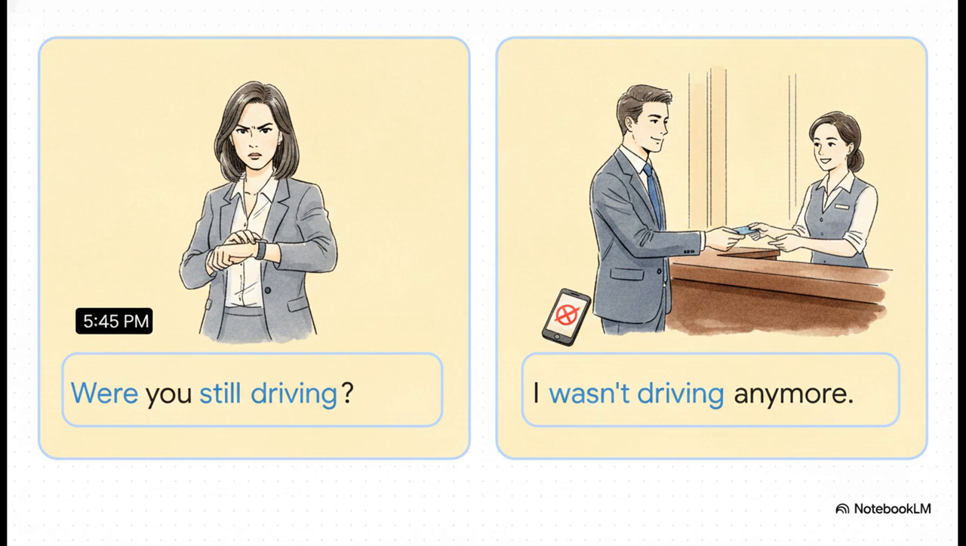So, the crucial point is how Mark handles the follow-up. Karen asks, "But I called again at 5:45 p.m. Were you still driving then?" Mark replies, "No. By 5:45 p.m., I wasn't driving anymore. I was checking into my hotel and my phone was on silent." This is genius. Mark brilliantly uses the negative form, "wasn't driving," to shut down that assumption completely. And then he immediately pivots to a new positive continuous action, "was checking into my hotel," to establish an airtight alibi for that newly specified interrupted time.